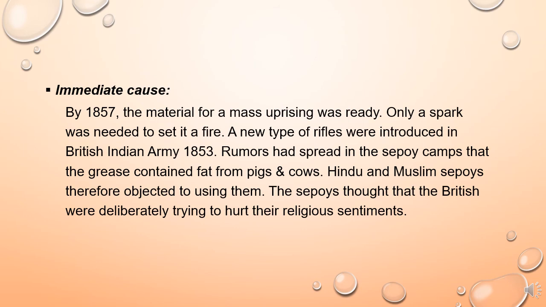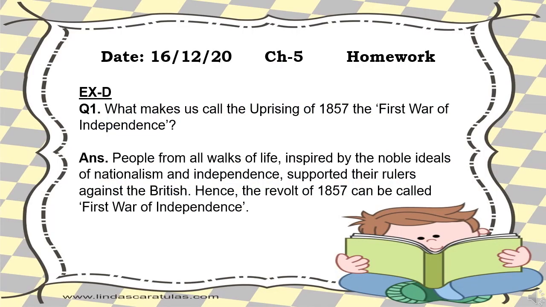Now it's time for your homework. In today's homework, you have to do question number 1 of exercise D. The question is, what makes us call the uprising of 1857 the first war of independence? Answer is, people from all walks of life, inspired by the noble ideals of nationalism and independence, supported their rulers against the British. Hence, the revolt of 1857 can be called the first war of independence.